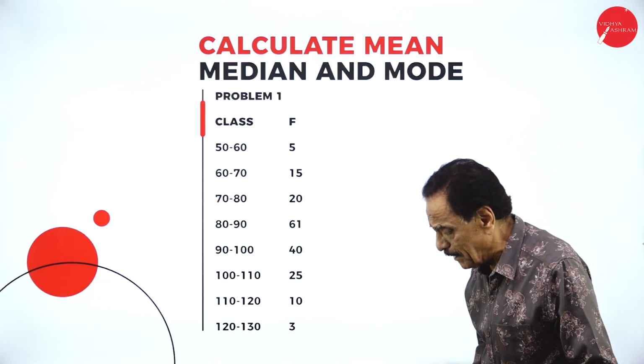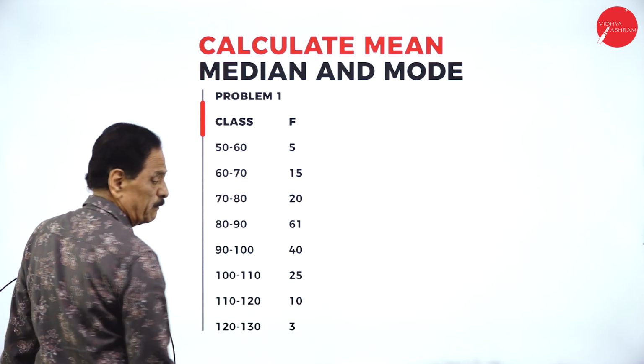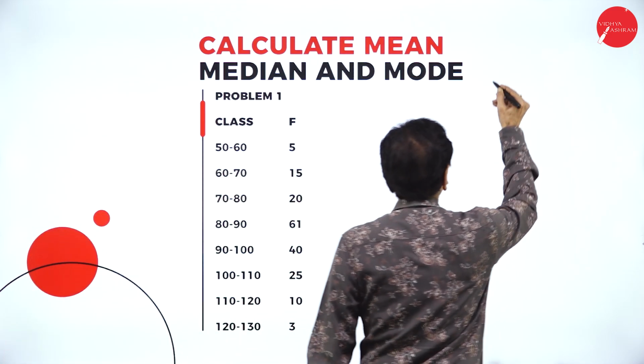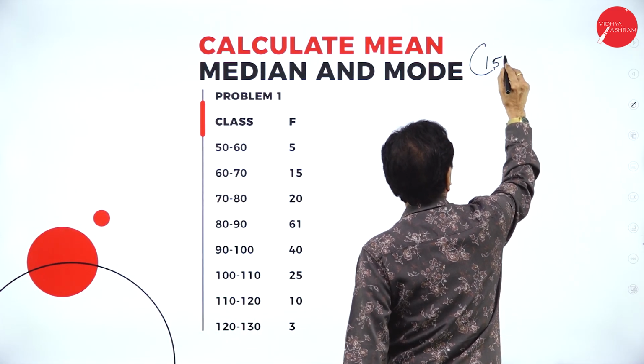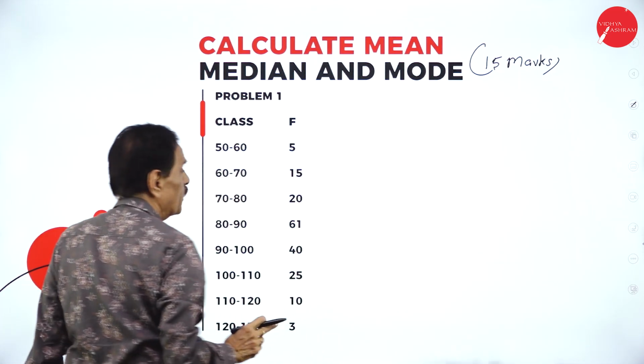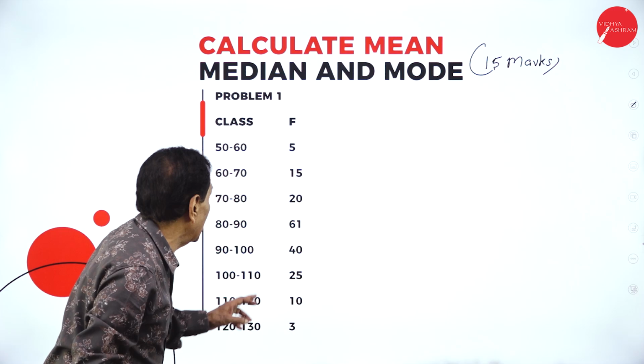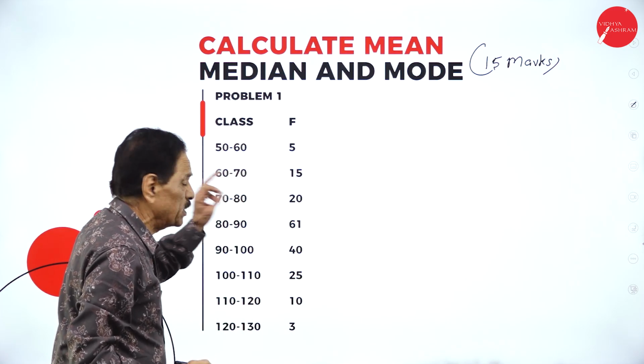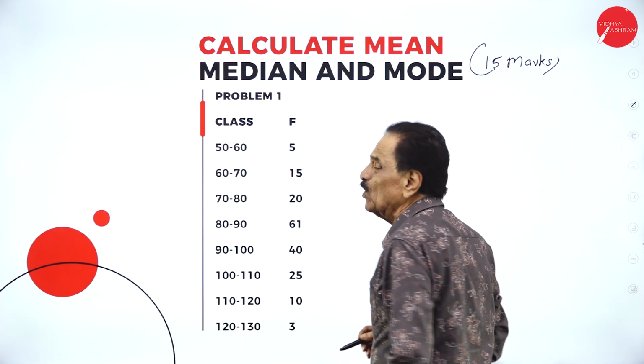This is a problem they have given. They will ask the question for 15 marks. This is for 15 marks. So they have given a class 50 to 60, 60 to 70. Here, what you have to learn.